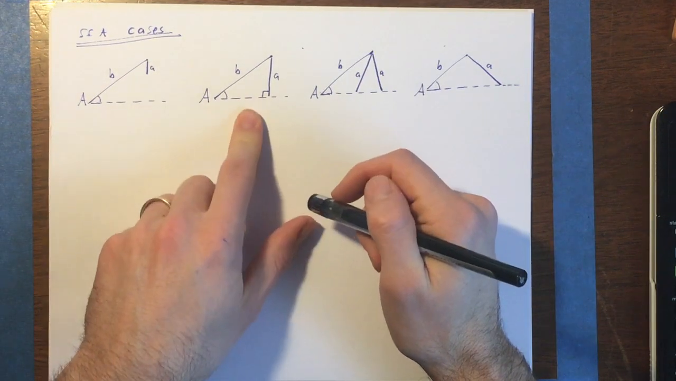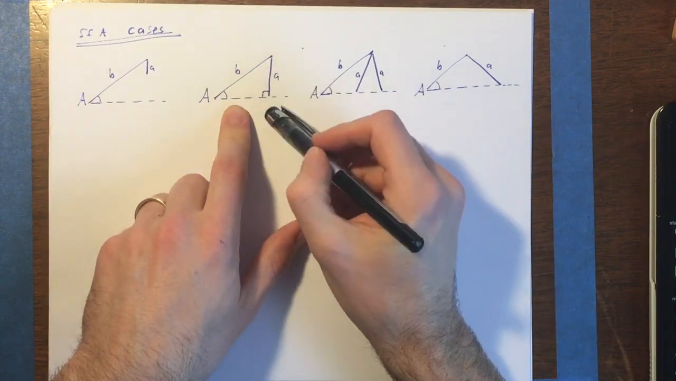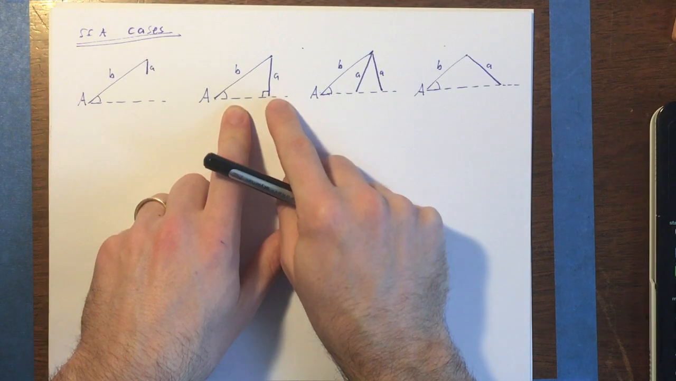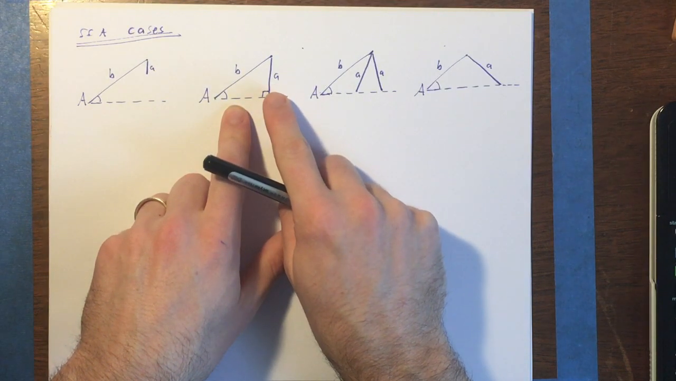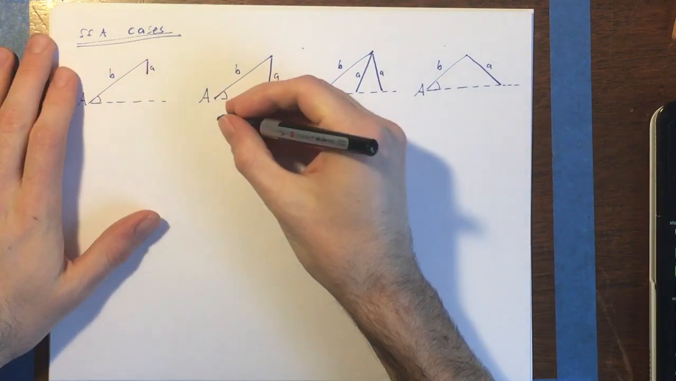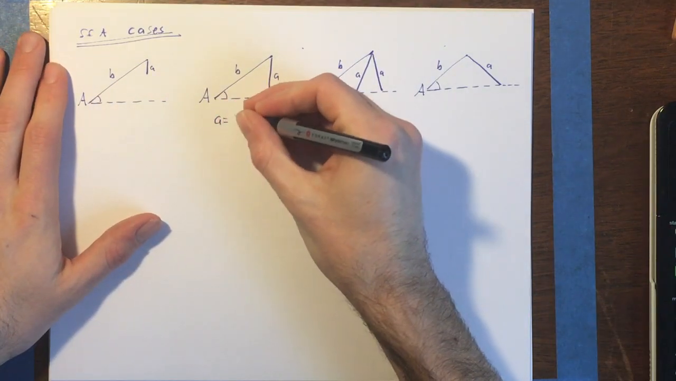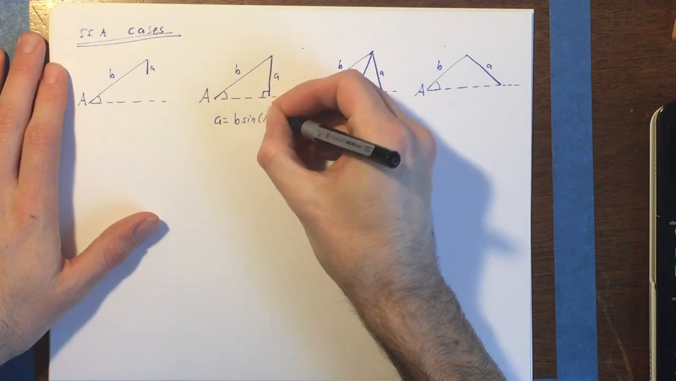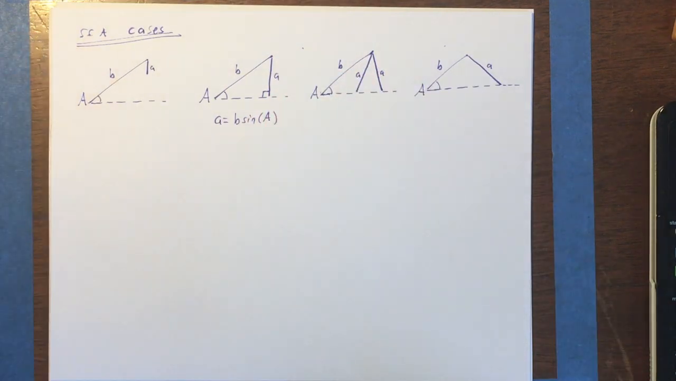I'm starting with this one because this is the case where that side is exactly the right length to form a right triangle. And the length that it would have to be in that situation is exactly B multiplied by sine of angle A. Lowercase a equals b sine of capital A.